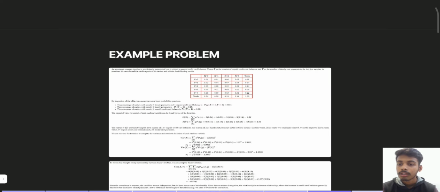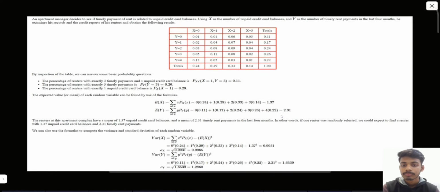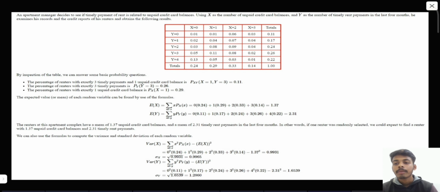Moving on, let us see an example problem. An apartment manager decides to see if timely payment of rent is related to unpaid credit card balances, using X as the number of unpaid credit card balances and Y as the timely rent payments in the last 4 months. He examines his records and the credit reports of his renters and obtains the following results. As you can see, the data is given in table form, where the upper part is x and the left side part is y.